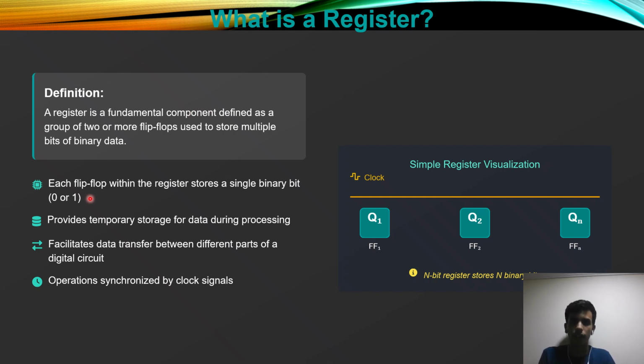Each flip-flop within the register stores a single binary bit, that is 0 or 1. It provides temporary storage for data during processing. It facilitates data transfer between different parts of a digital circuit. Operation is controlled by clock signals. Here, this is flip-flop 1, this is flip-flop 2, this is flip-flop 3, and Q1, Q2, Q3 are the outputs.